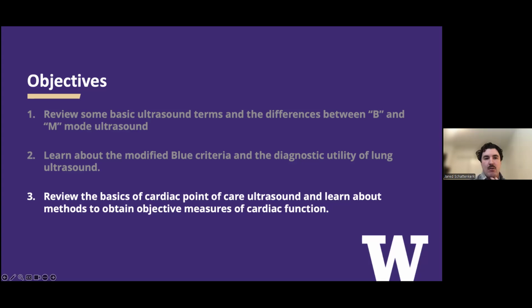But now we're going to move on to review some of the basics of cardiac point of care ultrasound, which may be just review for folks who've done heart ultrasound before, and then talk about something that was new for me that I learned about in the ultrasound elective, which is methods to obtain more objective measures of cardiac function.